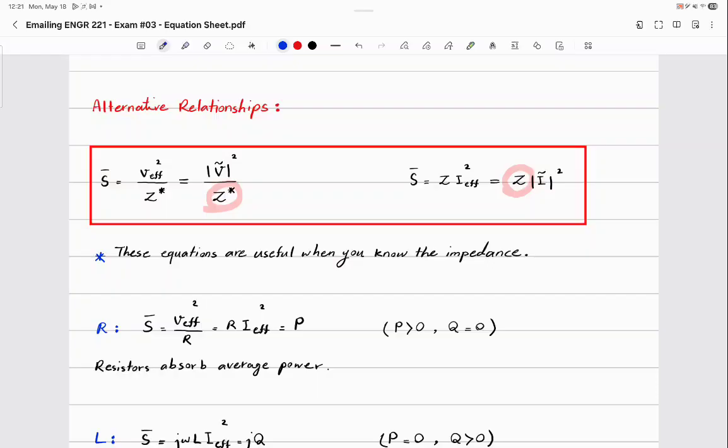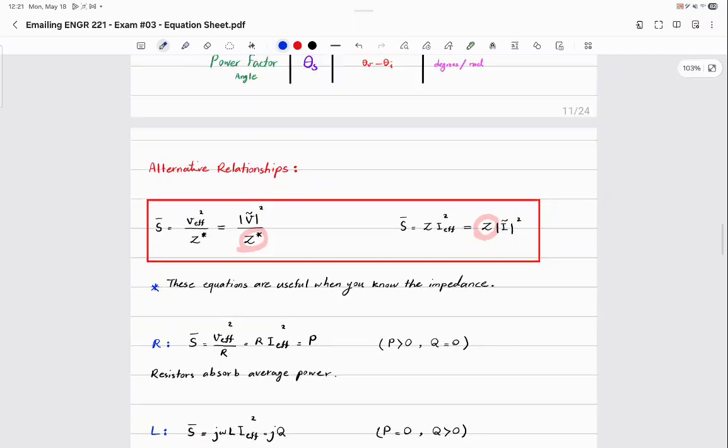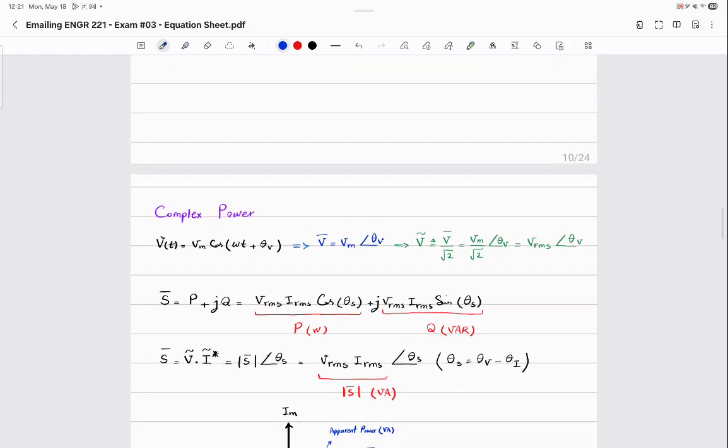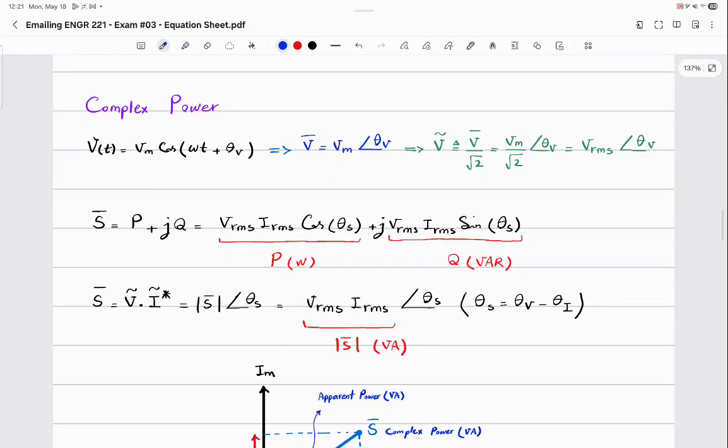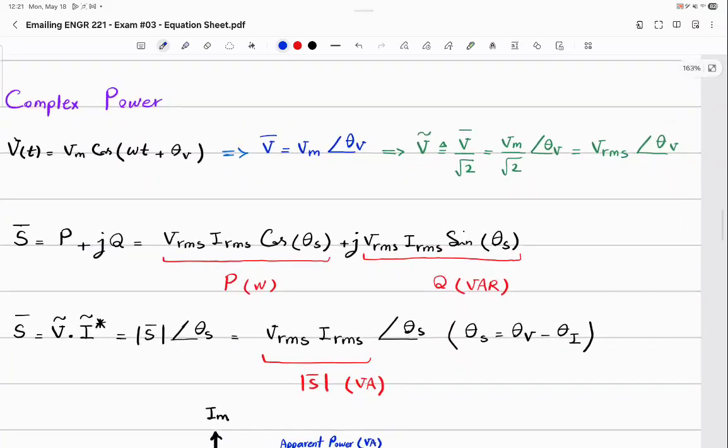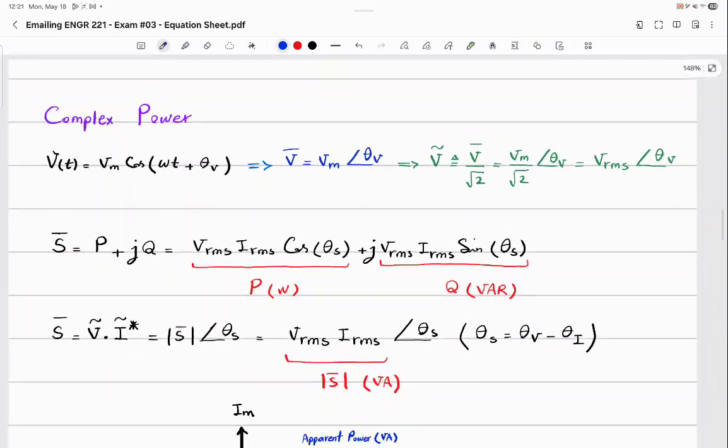Now this is my question. When can't you use these equations? Give me a component, for example. Any type of source, you cannot apply this to, right? Because do you have the impedance of a source? No. Okay, so you have to go to which equation for a source? Either of these two, the most general equations for complex power. Either of these two equations work.